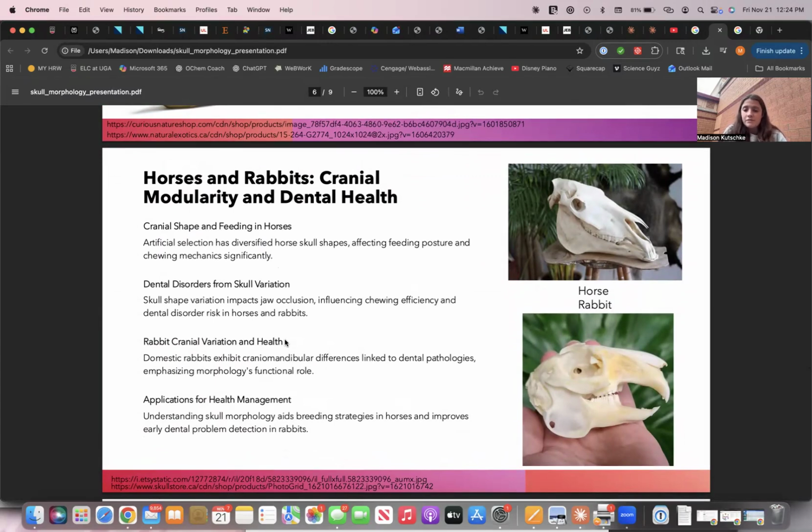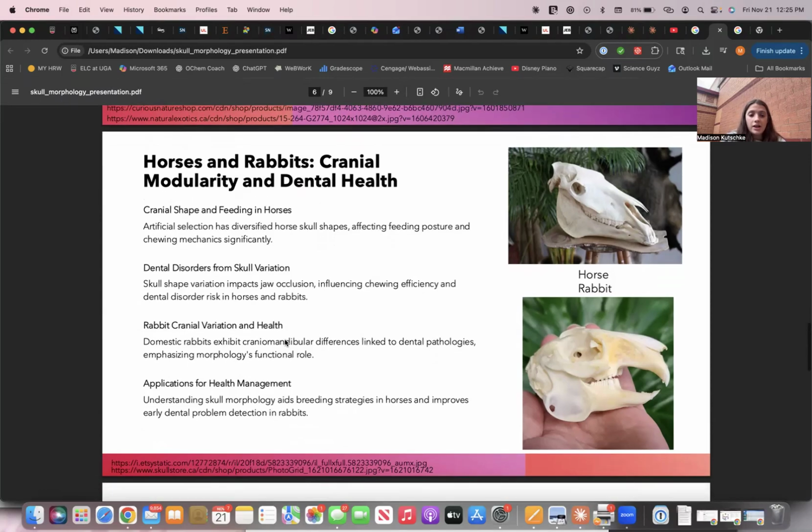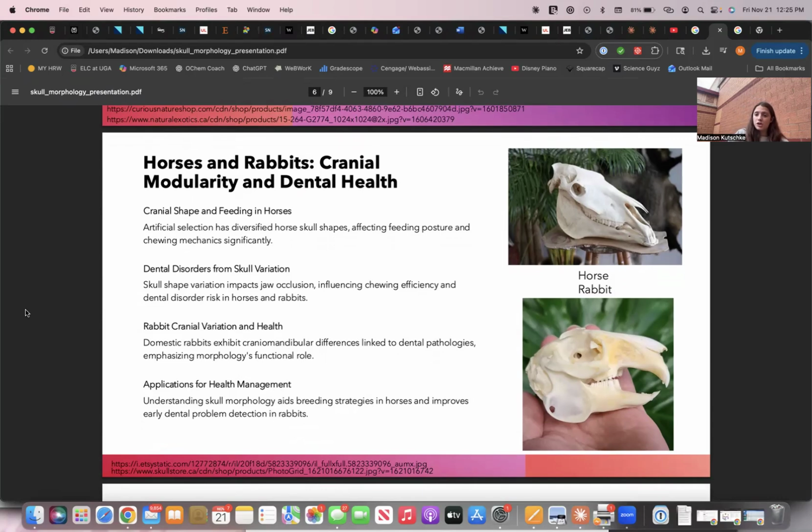So that top right image is of a horse skull and the bottom right is of a rabbit. So, cranial shape and feeding in horses. So this kind of goes back to what I mentioned a moment ago on how their chewing has changed. Instead of going up and down to chew their food, their teeth really grind together in a side-to-side motion. This has a lot of dental impacts actually because of the shape of their skull. Instead of chewing up and down like the majority of our animals do, when they grind their teeth together, they have a lot higher risk of chipping, and just their teeth continuing to grow.